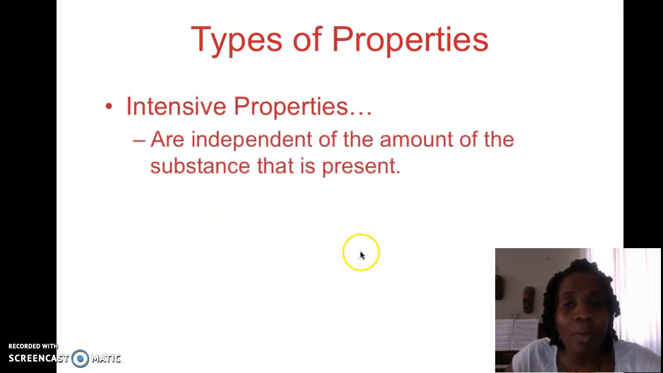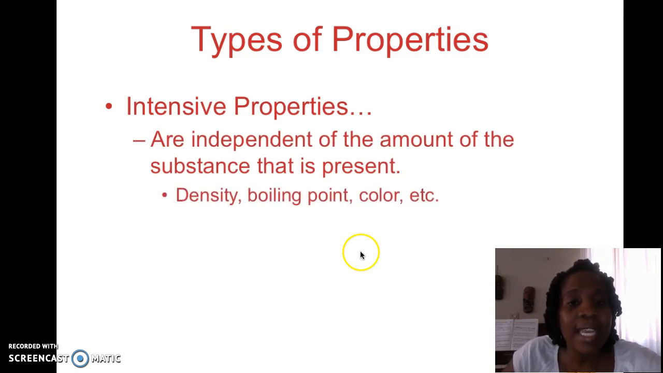Another way of looking at properties is in terms of what we call intensive or extensive. An intensive property does not depend on how much you have. For example, the density of water is always the same. It doesn't matter if you have 10 milliliters of water or 100 milliliters of water, the density of water is still 1. Also, the boiling point of water. It doesn't matter how much water you have, the boiling point occurs at 100 degrees Celsius regardless of the quantity of water.